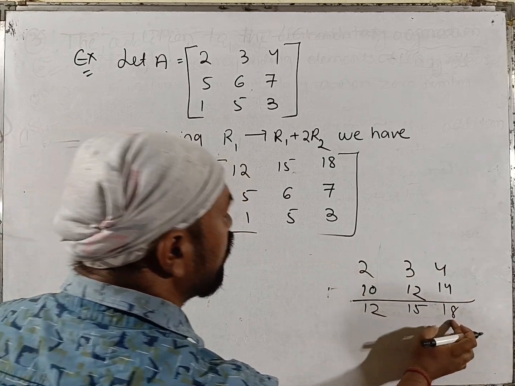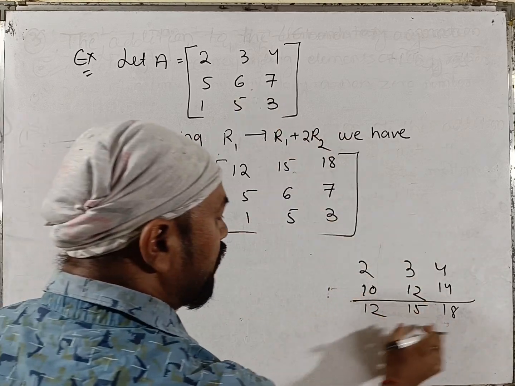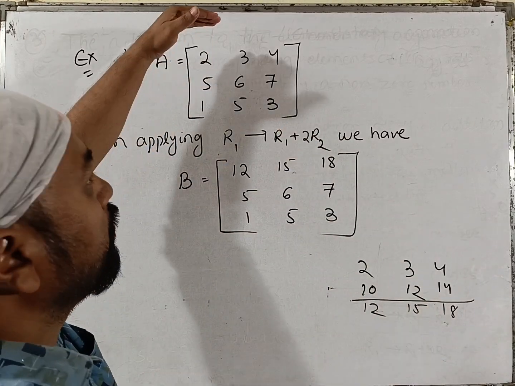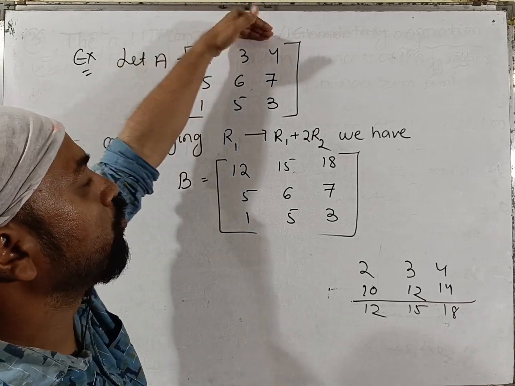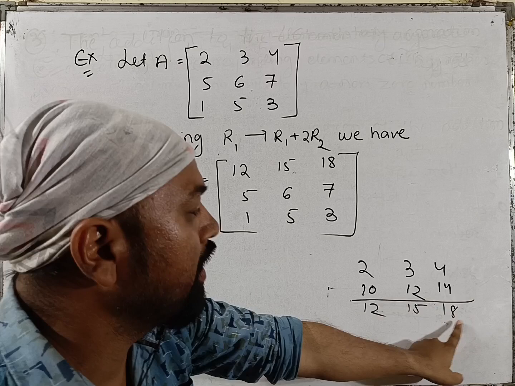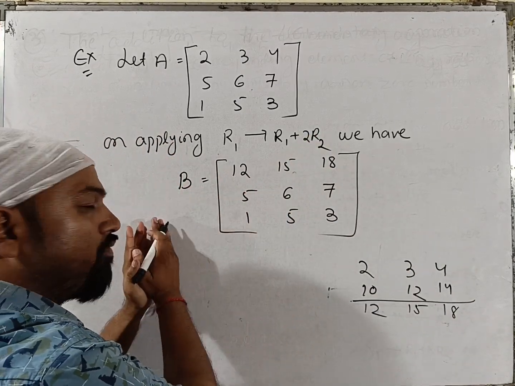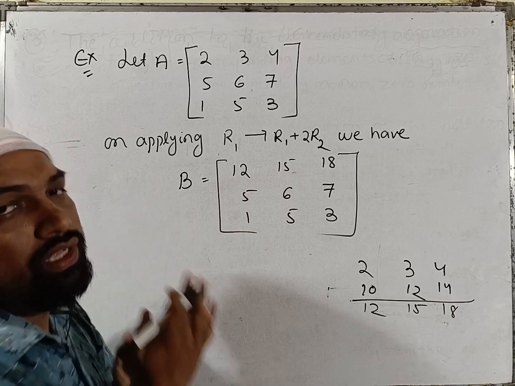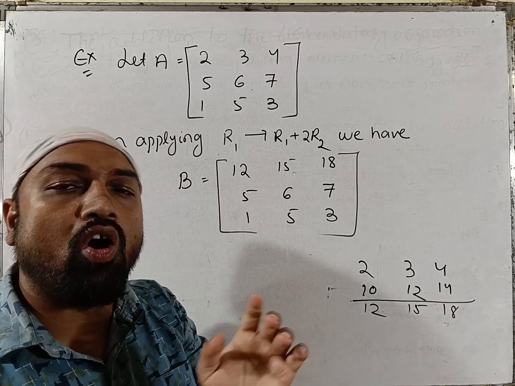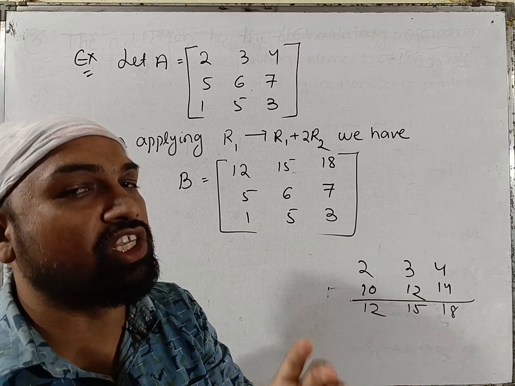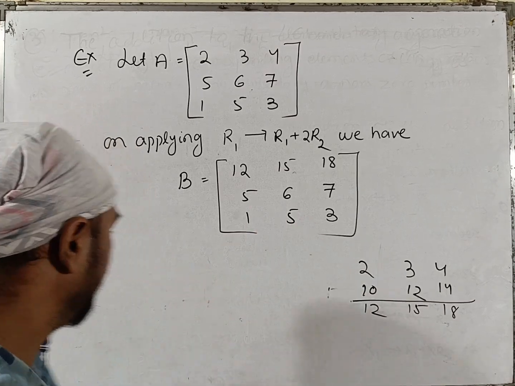And these 3 new numbers will be there in place of row 1. That means these 3 numbers will replace the original 3 numbers present in row 1. That means 2, 3, 4 will be replaced by 12, 15 and 18. And it is a new matrix, so it is named in a new format, and that is named B. So here it is all about the type 3 operation of the elementary transformation or elementary operation method of the topic matrices.